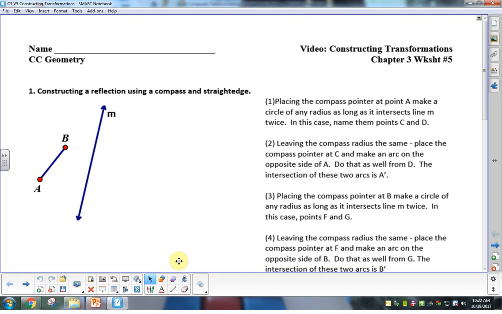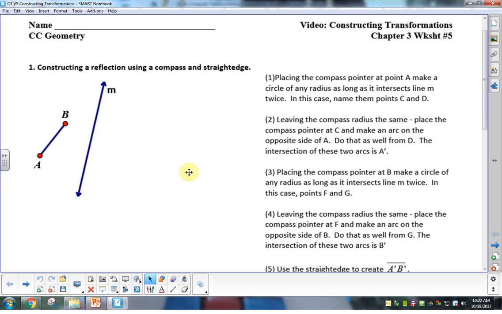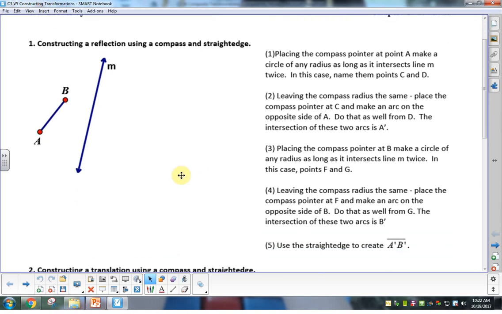All right, so we are now moving on to constructing transformations, actually using the compass and a straight edge to make these things happen. So let's first talk about a reflection. Remember, a reflection flips over something. So essentially this line is in the middle. We want to create something that is in the middle of B and its image and A and its image. So it's actually really easy to do.